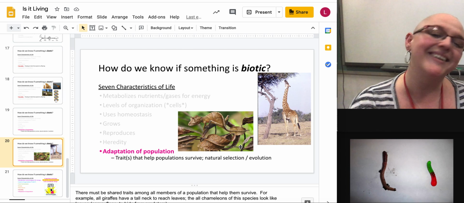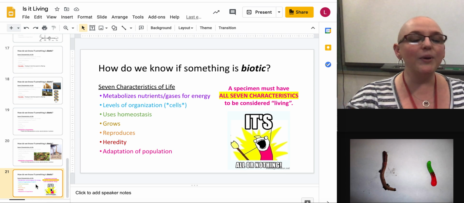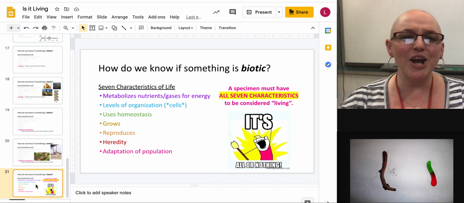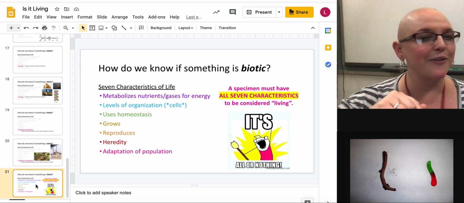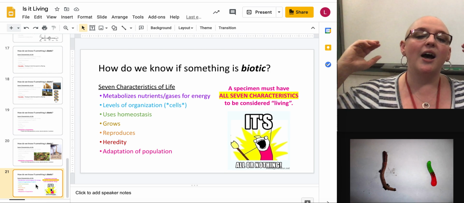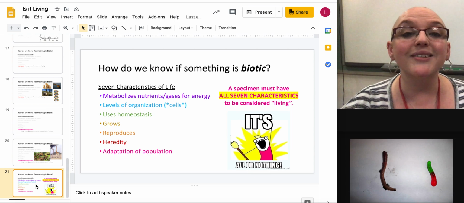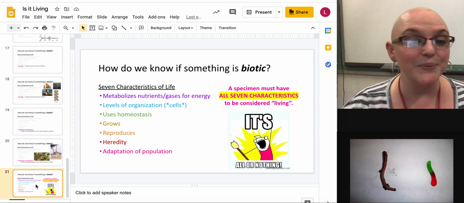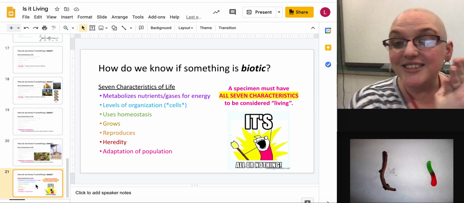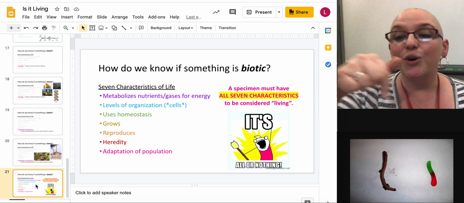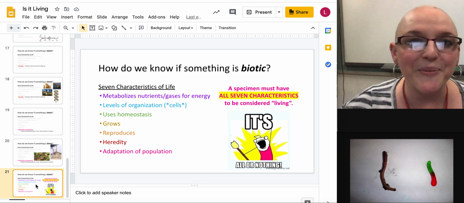That's pretty neat. So, how do we know if something is biotic or not? How do we know that this earthworm is definitely biotic and this gummy worm is definitely abiotic? Because the earthworm meets all 7 characteristics of living organisms. This is an all or nothing thing, my friends. You either hit all 7 characteristics and you're biotic, or you don't and you're abiotic.